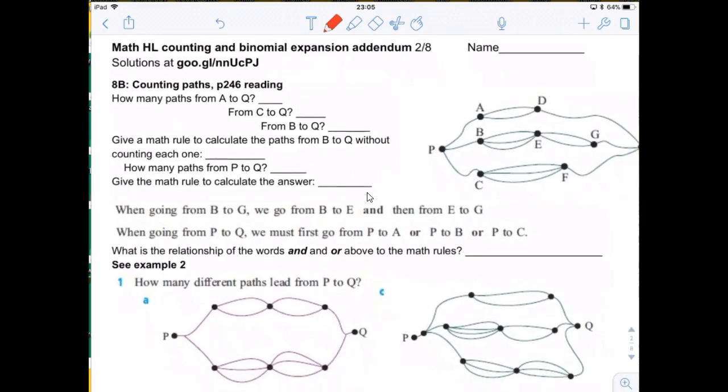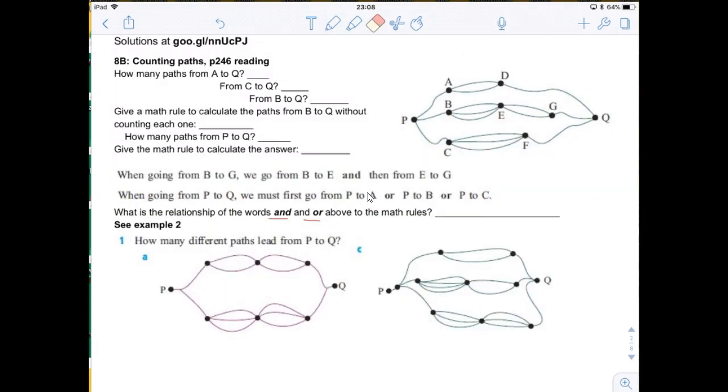For 8b, counting paths, page 246 reading. So let's study the way we would go from point P to point Q along all these different routes. If we were going to go along this central path here, and we wanted to go from B to G, then you could see that we would go from B to E, and then we would go from E to G. Okay, so when we go along this path, we have these choices to make and these choices to make, and the way we do those is we do one and then we do the other, right?